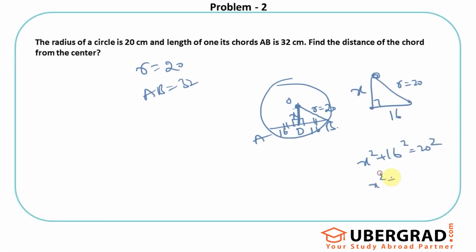That's x square plus 256 is equals to 400. This goes this side, 400 minus 256 is 144. X is 12. Right, so the answer is, the distance of the chord from the center is 12. Right, all we did is just use the Pythagoras theorem for the right angle triangle. You just need to fit in the right values based on the given question, right? This is like a very simple application of the perpendicular bisector property of the chord.